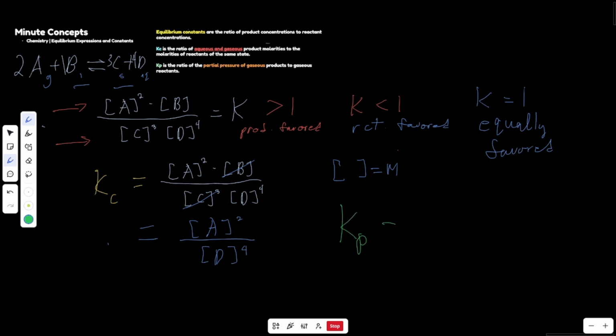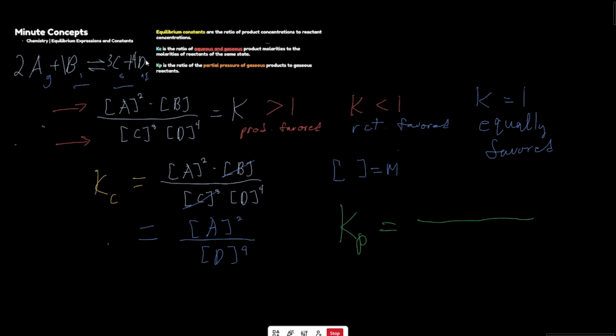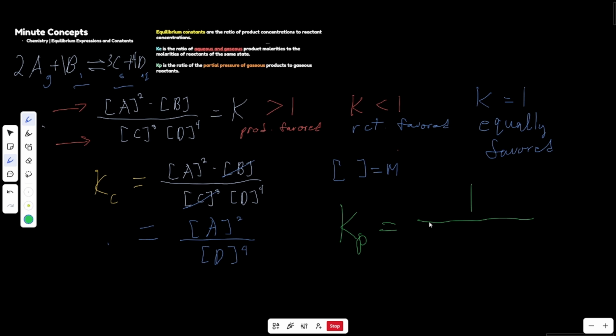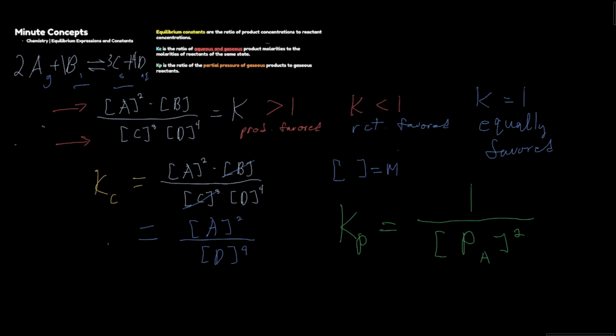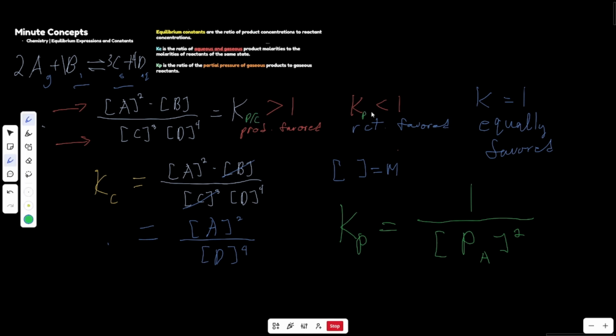Kp would be equal to, do we have any gaseous elements on the right side? We don't, so it will be 1 over, again, B won't be included because it's a liquid, so the partial pressure indicated by P of A to the power of 2. This is our Kp expression. Now, Kc and Kp both follow these rules. That's how we interpret it.